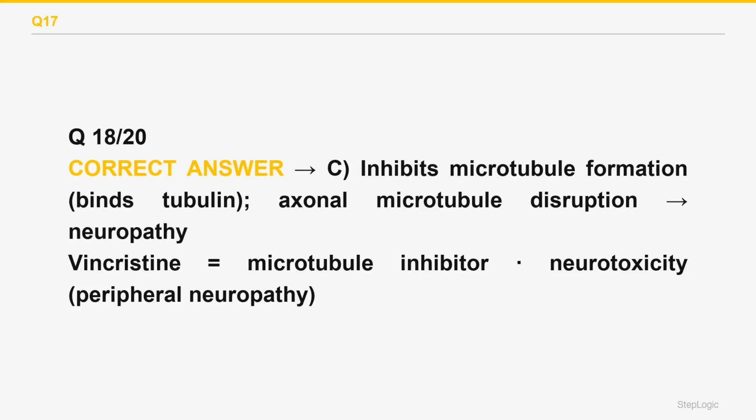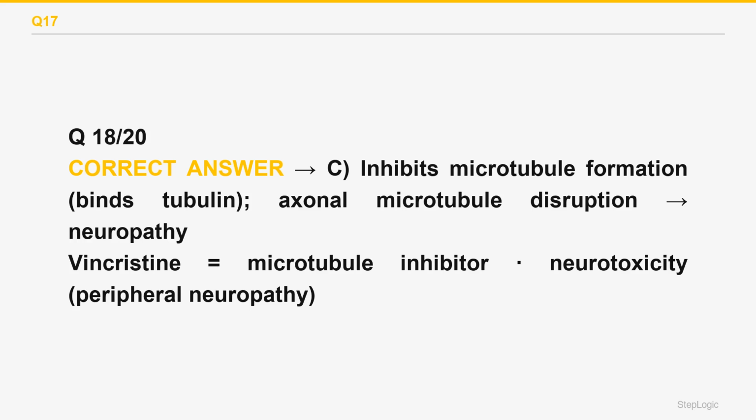The correct answer is C. The mechanism elegantly explains the toxicity. The same microtubule disruption that stops cancer cell division also disrupts neuronal axonal transport. Vincristine's signature toxicity is peripheral neuropathy, whereas its relative vinblastine causes more bone marrow suppression. Vinblastine blasts the bone marrow.